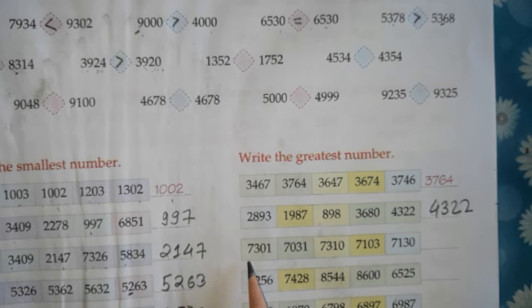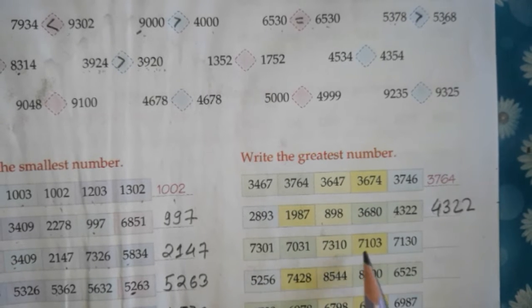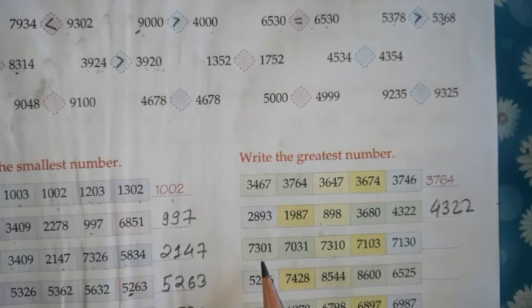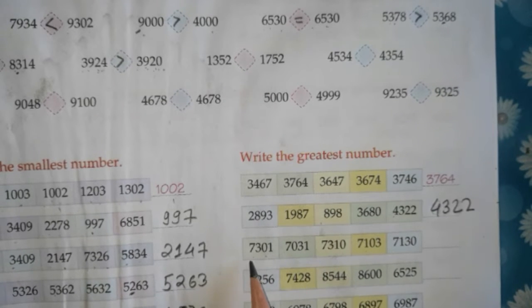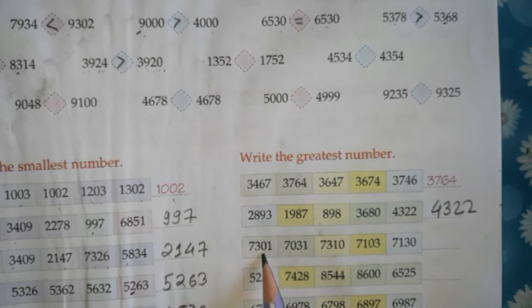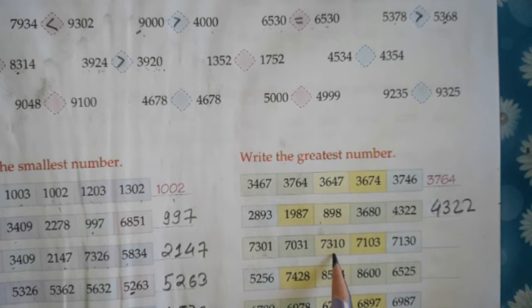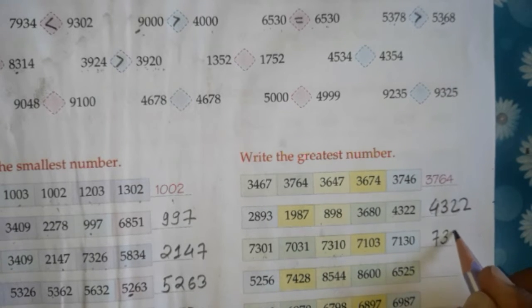Next series we'll compare the numbers. 7 is the first digit in all the numbers, so we'll go for the second digit. It is 3 here, 0, 3, 1, 1. In these two numbers, 7301, 7010, in both the numbers the second digit is 3. We'll compare the next number in these two numbers. It is 0 here, it is 1 here. So this is the greatest number clearly, 7310.